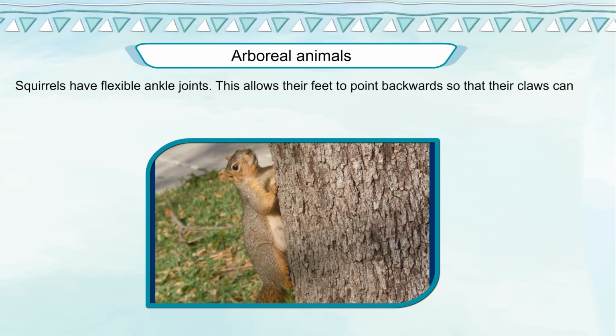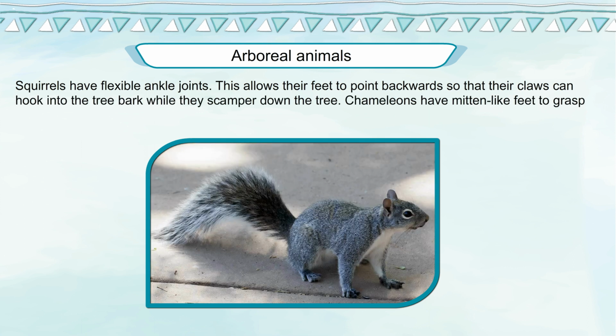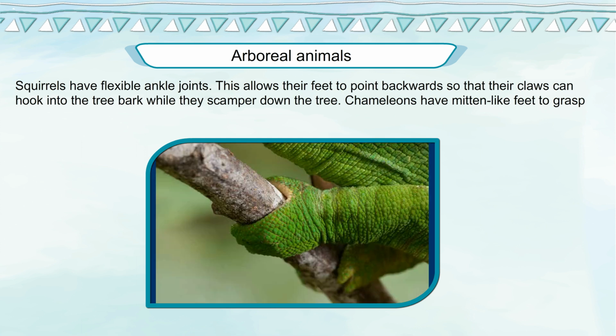Squirrels have flexible ankle joints. This allows their feet to point backwards so that their claws can hook into the tree bark while they scamper down the tree. Chameleons have mitten-like feet to grasp branches.